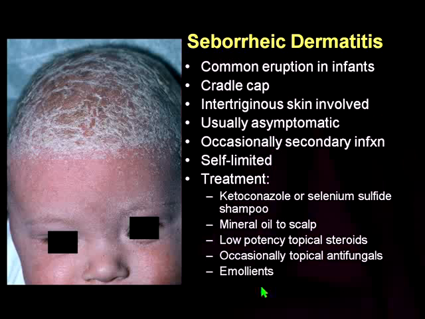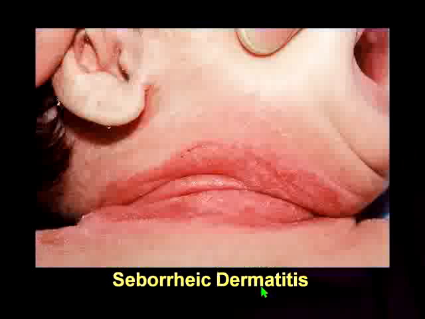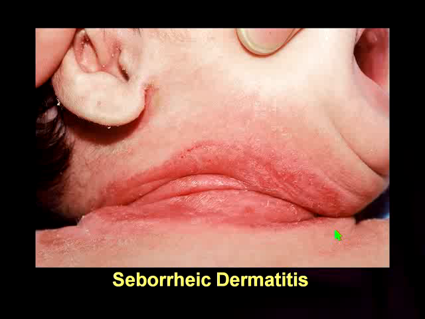This is another example. Again, the flexural skin folds. You can see the involvement around the ear, which is very common. You see it circumferentially around the neck. This is often very red. It can be very macerated. And the main thing you want to worry about with this is that it can become secondarily infected.